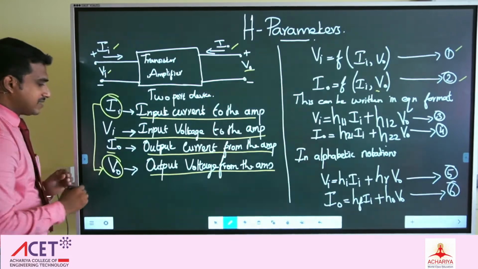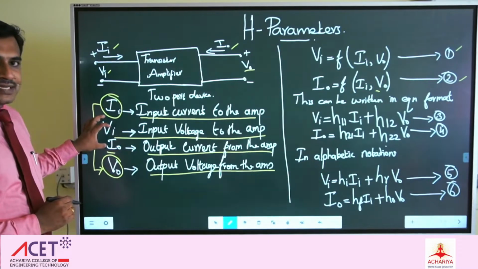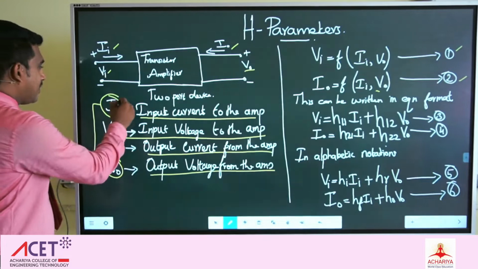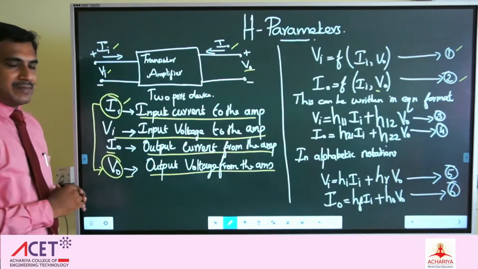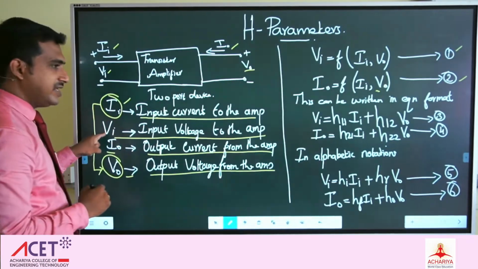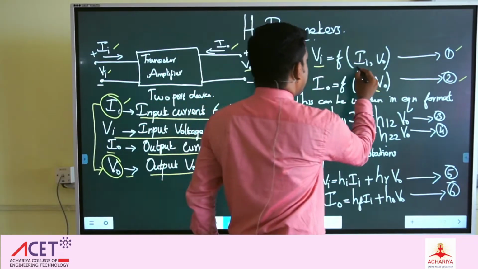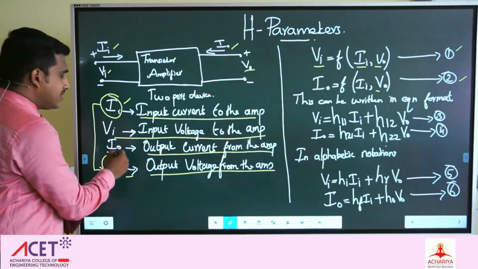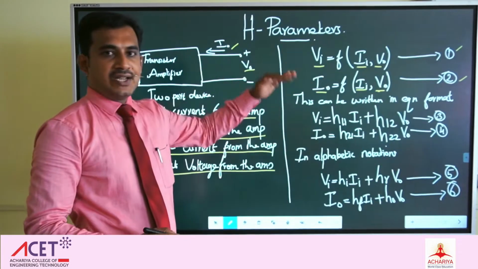These two parameters are the important parameters of the transistor amplifier. The remaining two parameters are functions of these two parameters. That is what we are writing in these equations. The remaining parameter Vi is a function of Ii, V0. Again, another parameter is there. I0 is a function of Ii, V0. Equation 1 and equation 2.